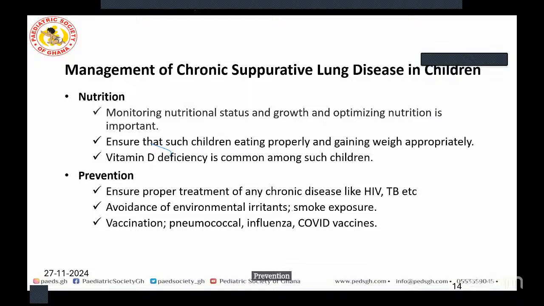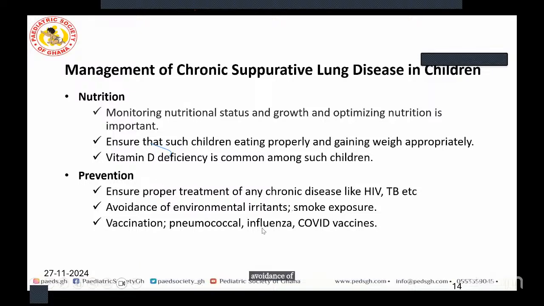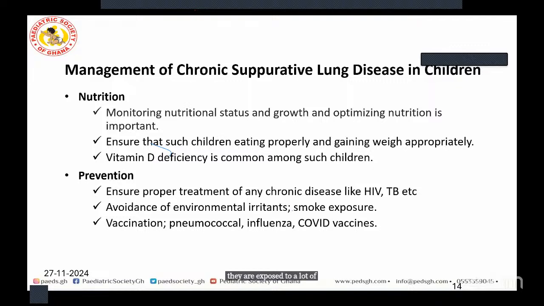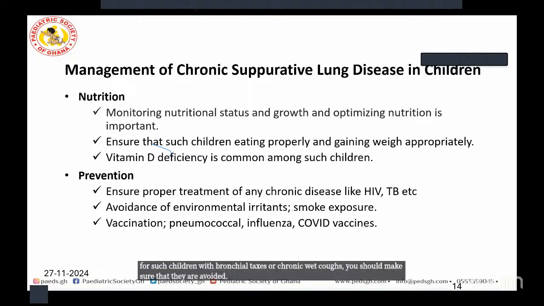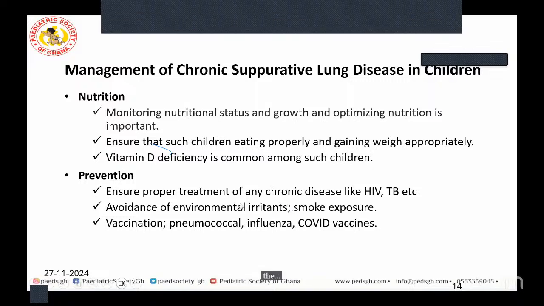Prevention is very important. Dr. Wadi touched on that. So if they have been diagnosed with any chronic disease, make sure they are getting their treatment properly. Avoidance of environmental irritants is very important. If they are in a place where they are exposed to a lot of smoke, where people burn their rubbish around, for such children with bronchiectasis or chronic wet coughs, you should make sure that they avoid it. If there are smokers in the house, make sure that they are not exposed to smoke.